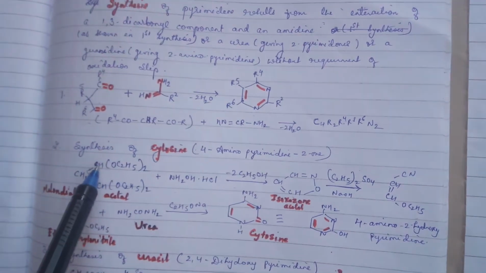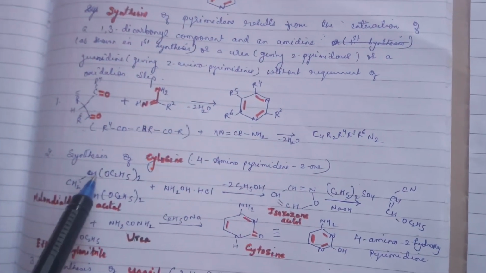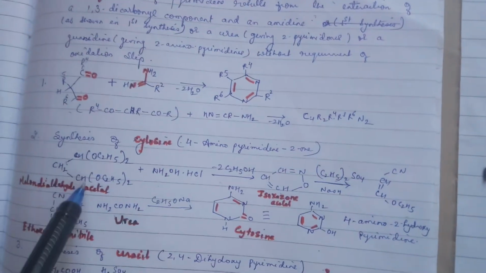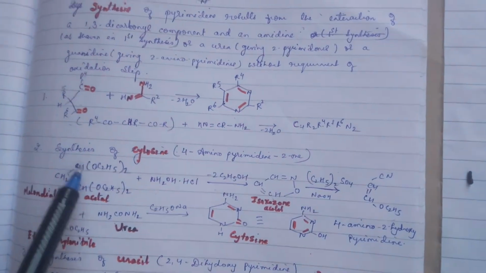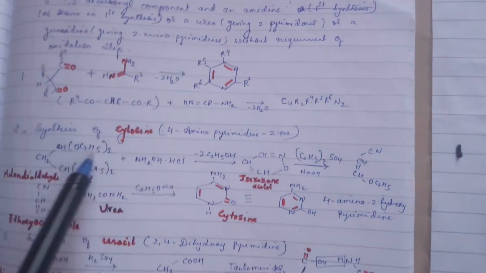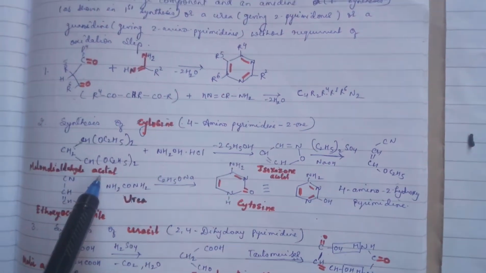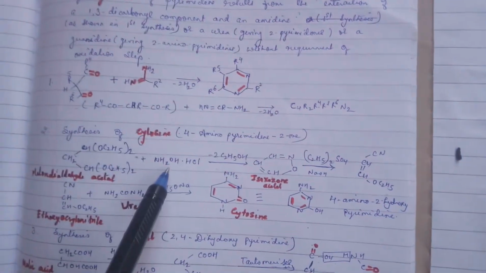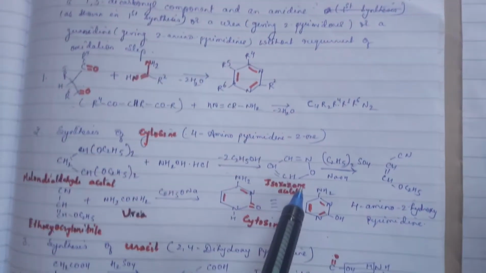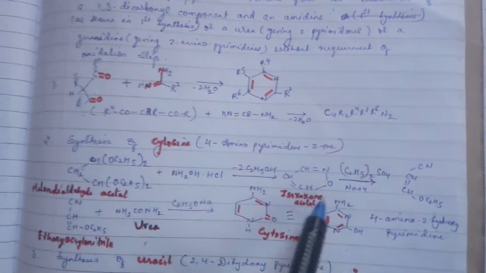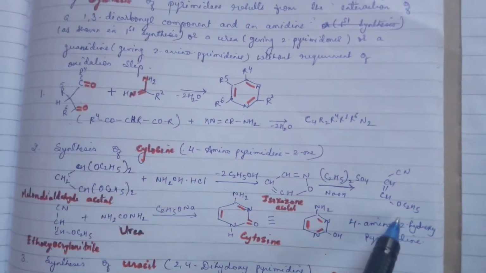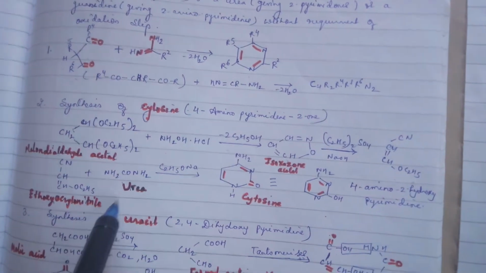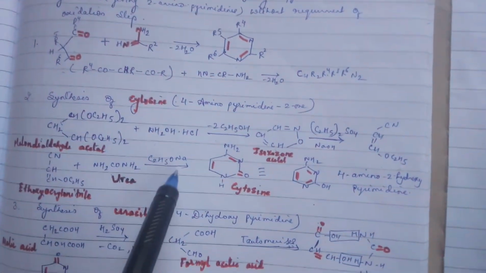You have formed the acetal at both the aldehyde groups. So the CHO groups treated with ethanol give this malondialdehyde acetal. When this reacts with NH2OH·HCl, you will get isoxazole acetal, which on reaction with diethyl sulfate gives ethoxyacrylonitrile. This ethoxyacrylonitrile, when reacted with urea in the presence of sodium ethoxide, gives cytosine.